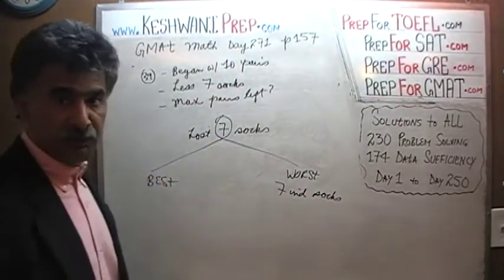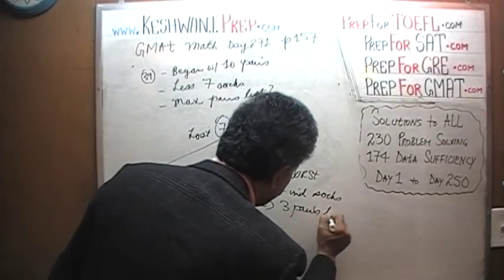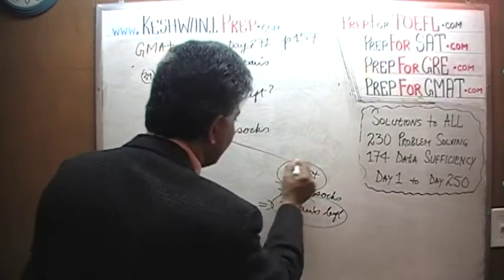Well, if you lost 7 individual socks, then you only have 3 pairs left. We have 3 pairs left. That's the worst case scenario.